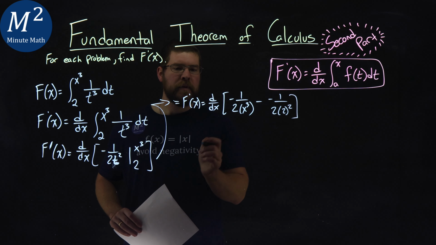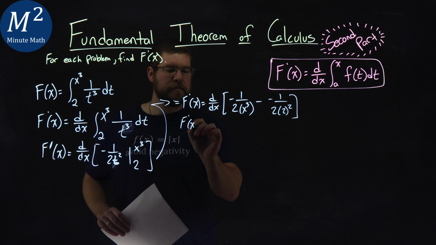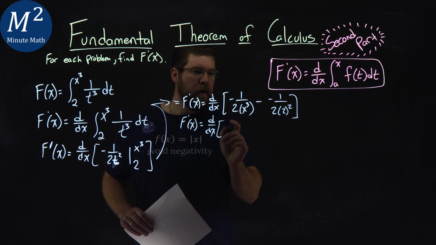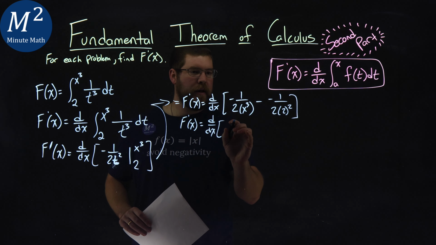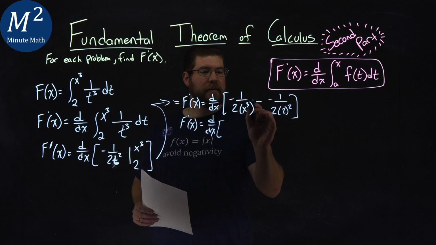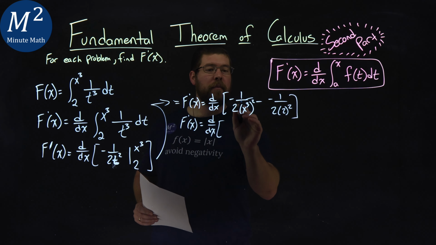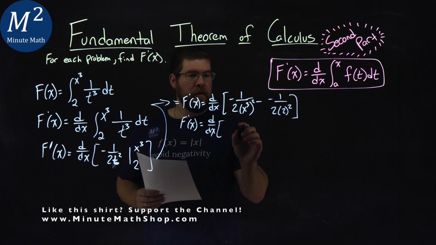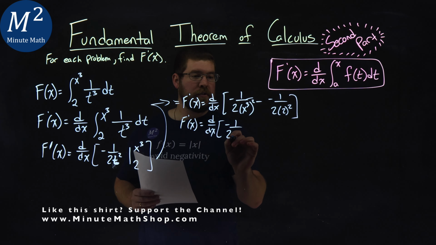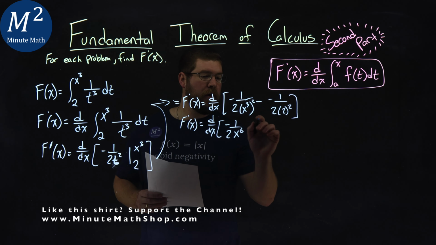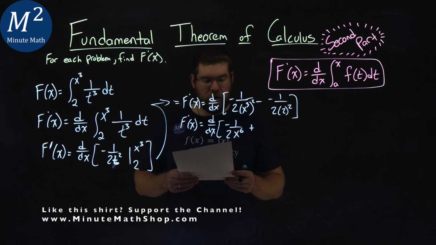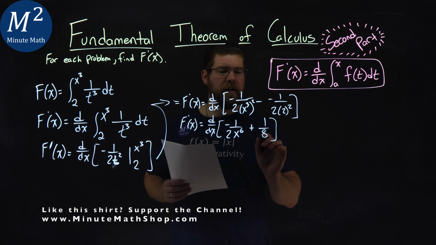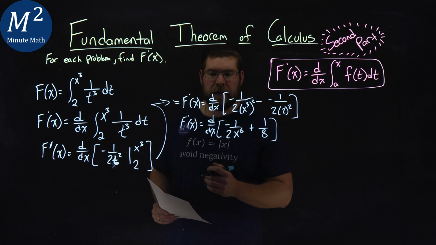Simplify this out. F prime of x is equal to d over dx. This part is not too bad. We have 1 over 2 times x cubed to the second power. That's why we're simplifying this. So this becomes a negative 1 over 2 times x to the sixth power plus, and this whole thing, 1 over 2 times 2 squared is 1 over 8. But it doesn't matter. That constant will cancel out in a second.